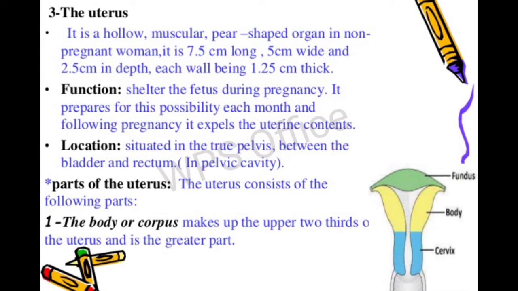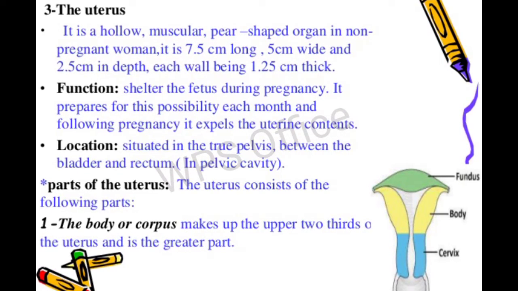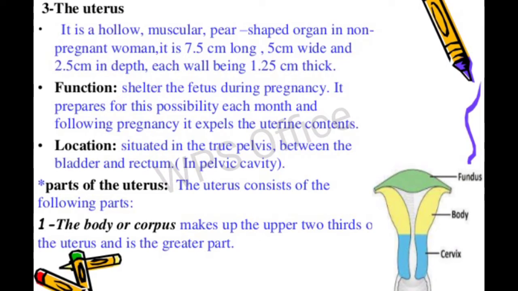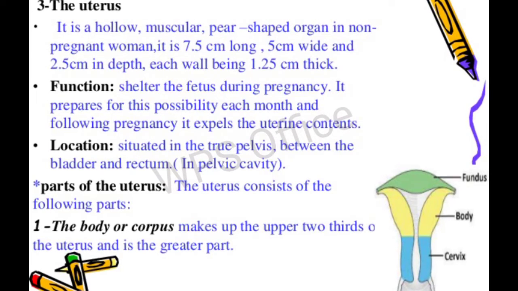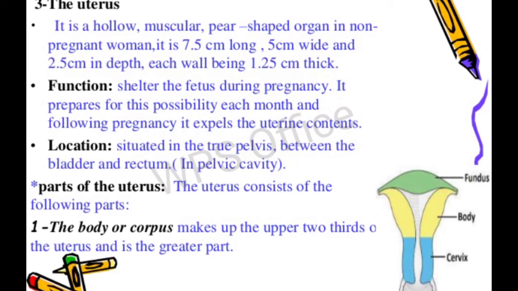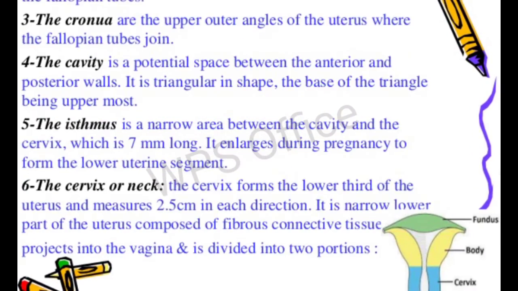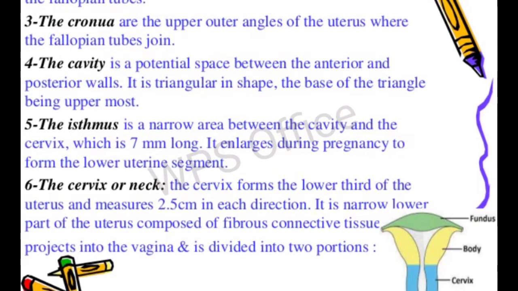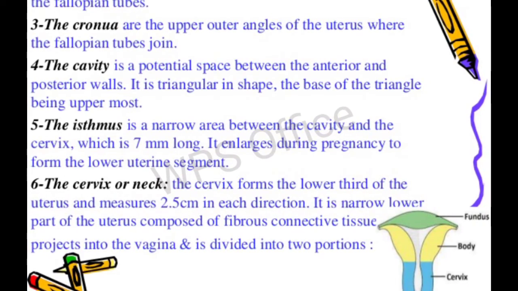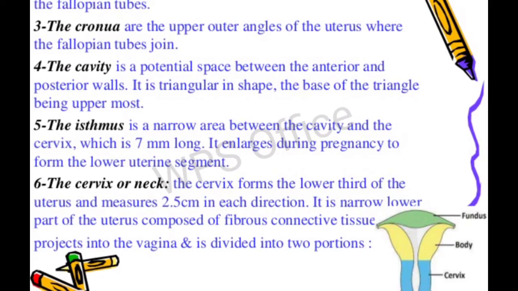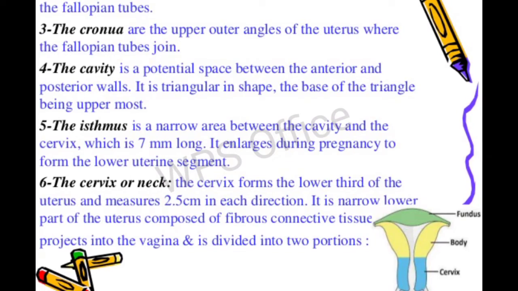Then next is the location. It is situated in the true pelvis between the bladder and the rectum. Then parts of the uterus: it is divided into the body or the corpus, which is the middle portion. Then the fundus, which is the portion above the body, a dome-shaped upper wall between the insertions of the fallopian tubes. Then the cornua are the upper outer angles of the uterus where the fallopian tubes join. So the cornua are the angles where the uterus is joined to the fallopian tube.